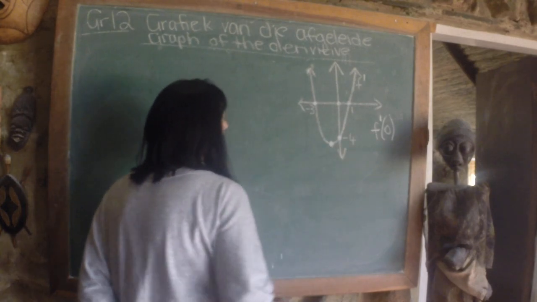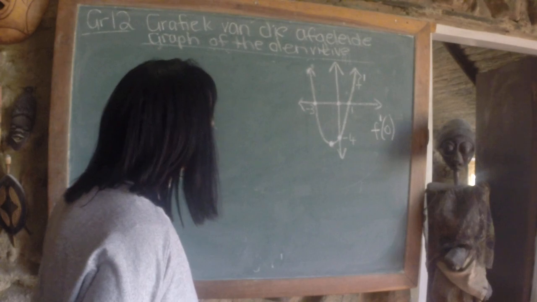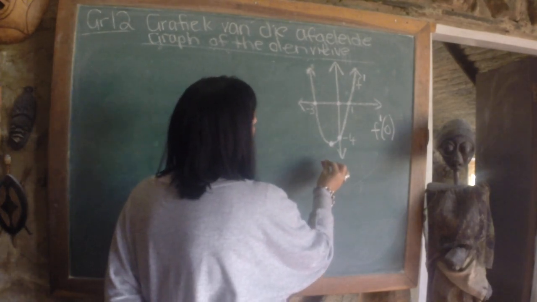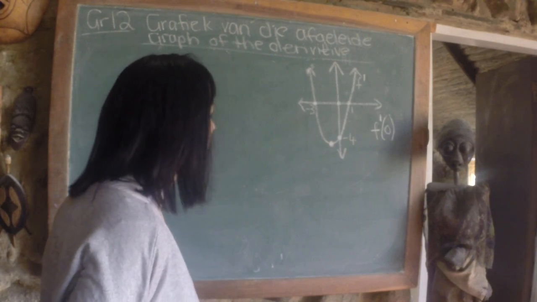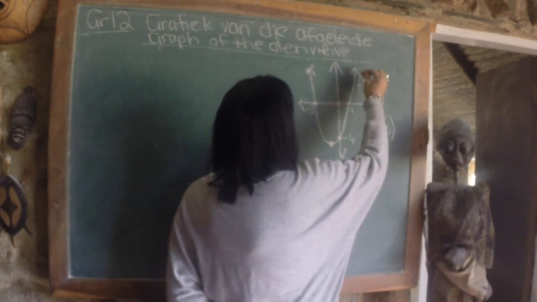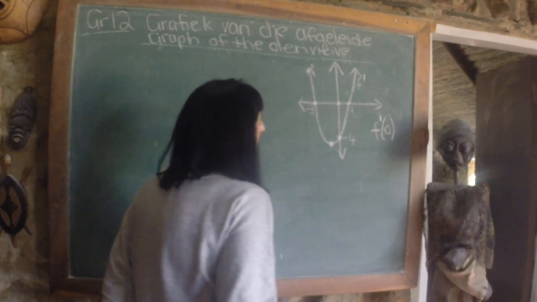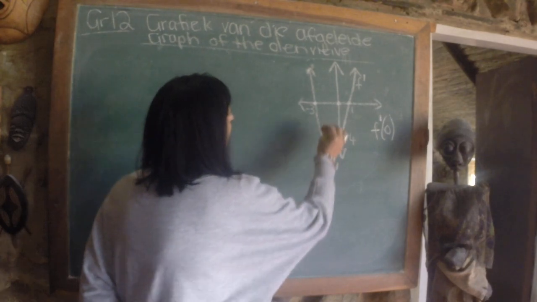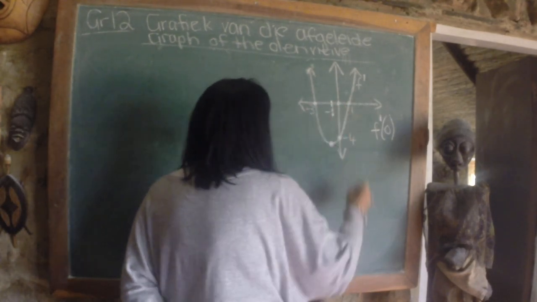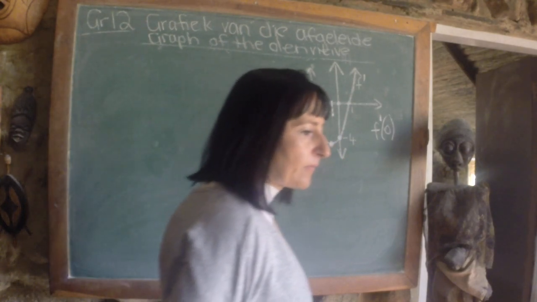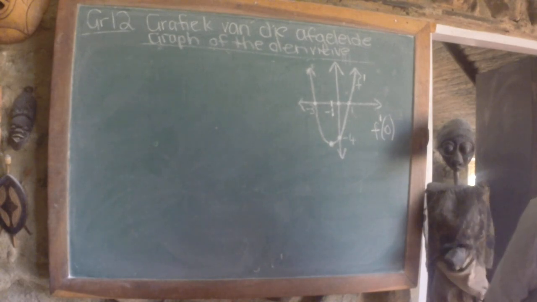Nou weet ons, die draaipunt van die afgeleide dra dieselfde x-waarde as die buigpunt in die oorspronklike f. So remember, a parabola is symmetrical, so between minus 3 and 1, there's 4 units, so tot daar is dit gelyk aan minus 1. So the x value of the point of inflection will be x equals minus 1.